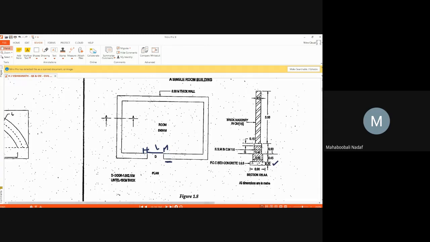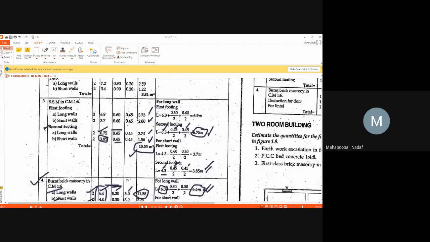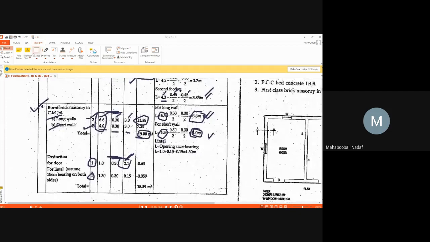Now these things are given; otherwise, we have to assume. Now see here, 0.3 is the width, 2.1 is the height. And what is the length? 1 meter. See here, 1 meter by 2.1 is given in the plan. From the cross section, you can understand it is 0.3. So 1 into 0.3 into 2.1. Okay, now how much will it come?